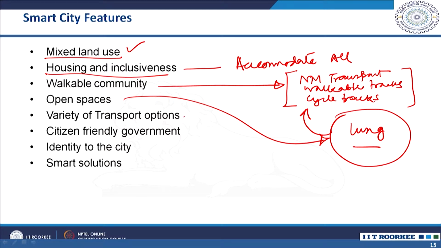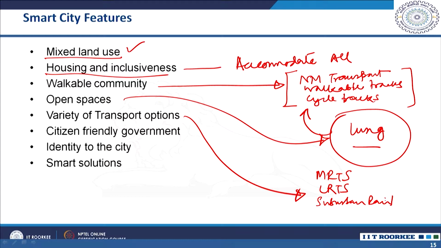Similarly, there should be a variety of transport options. For example, there could be MRTS, LRTS, light rail transit system, suburban rail, bus, cycle, rickshaw, walk. So many varieties of transport options will be available.